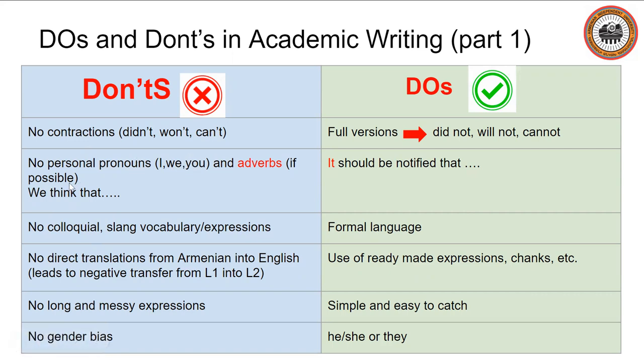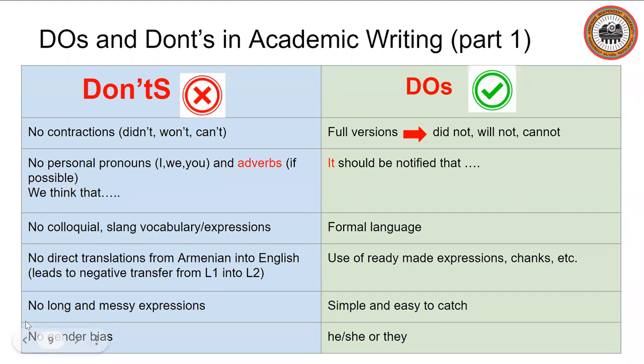No colloquial slang vocabulary expressions. You know that in academic writing, everything should be formal. So it means that no colloquial, it means slang vocabulary and expressions, are allowed. Everything should be in academic style. No direct translations from Armenian into English, because it leads to negative transfer from L1 into L2.